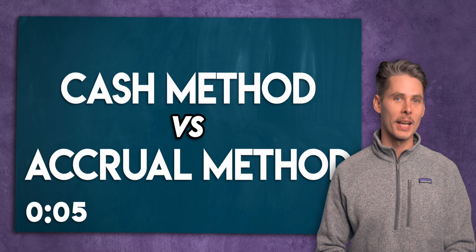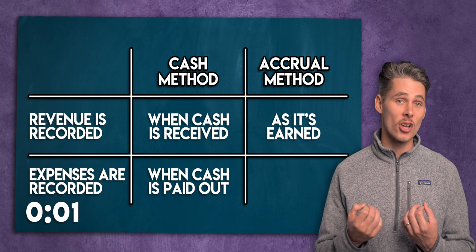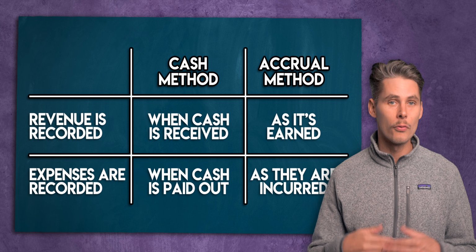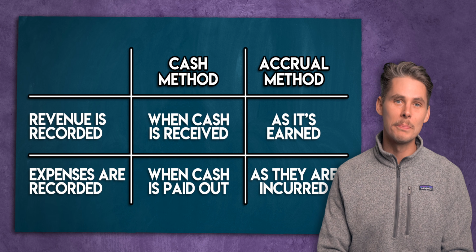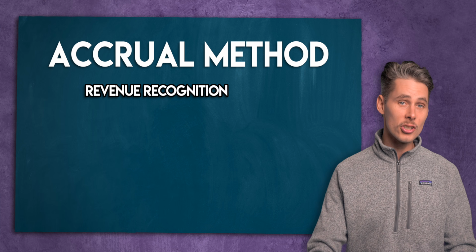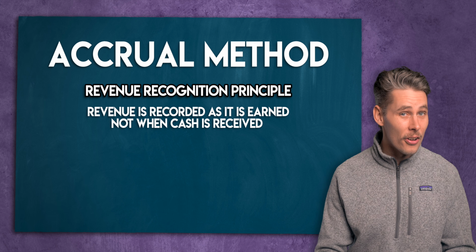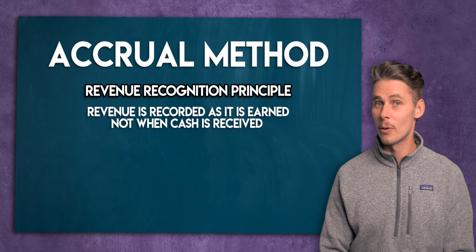What is accrual accounting? Under the accrual method, revenue is recorded when it is earned, and expenses are recorded as they are incurred, regardless of when cash changes hands. This method is built around two key ideas. The first is the revenue recognition principle. It says that revenue should be recorded when the business has earned it, which is when the goods have been delivered or the services have been provided.